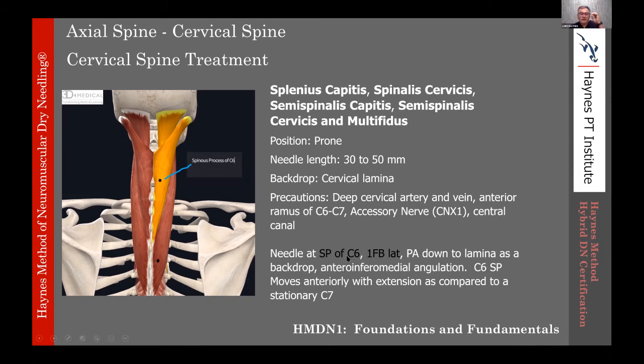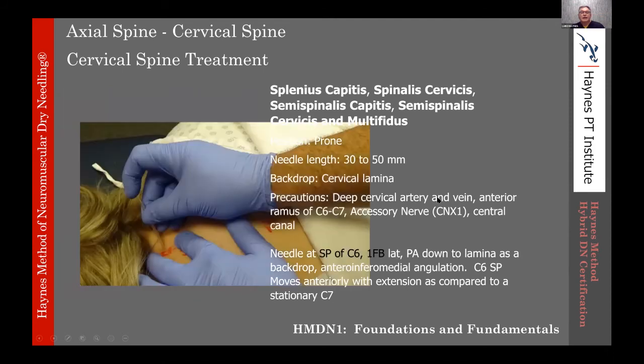Here we're going to needle at the spinous process of C6. We're going to be one finger breadth lateral, and we're going to go from posterior to anterior all the way down to lamina as a backdrop. It's an antero-infero-medial angulation. C6 spinous process, just for our reference, moves anteriorly with extension as compared to a stationary C7. It's just the same information, just a picture.